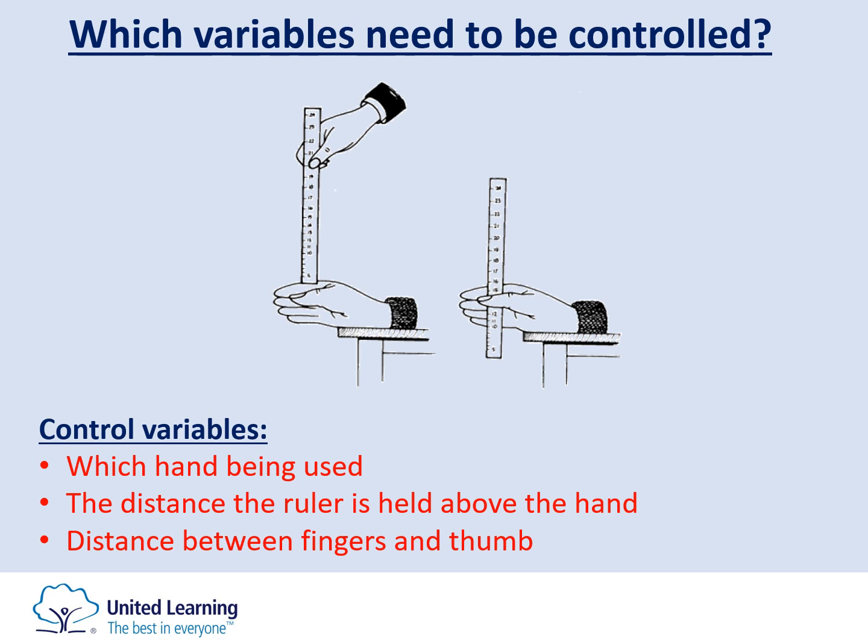And you're also going to have the same distance between the finger and the thumb. So how open the hand is important here because the distance that the hand is open will also interfere with how quickly it takes for the hand to close and catch the ruler.